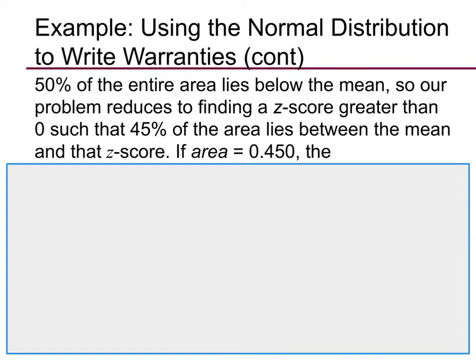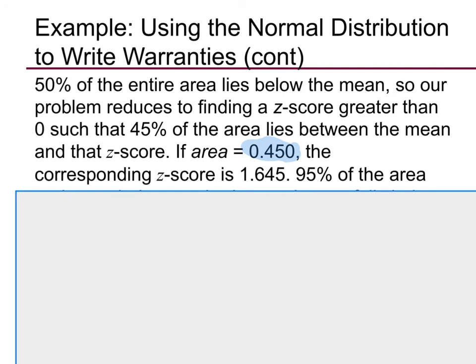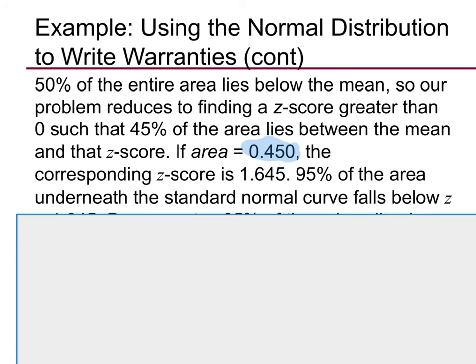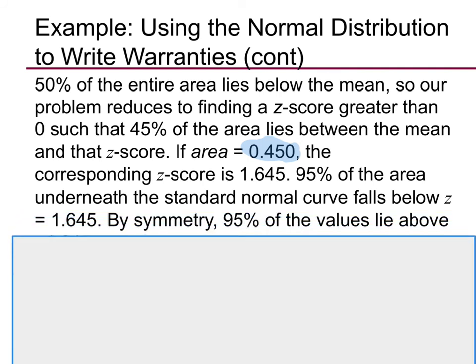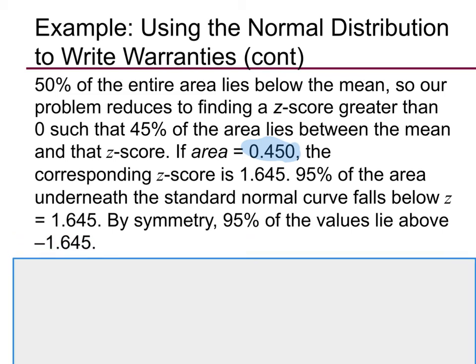So if the area is 0.45, as it says right here, we can use the table from a little bit earlier in this video. Go ahead and pause and back up if you want to. If the area is 0.45, then the z-score is 1.645. 95% of the area underneath the standard normal curve falls below z equals 1.645. Similarly, by symmetry, 95% fall above negative 1.645. 95% is below the positive one, 95% is above the negative one.